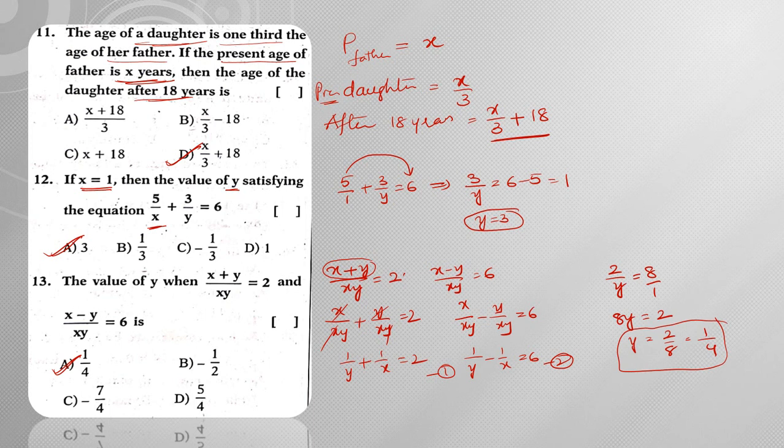Suppose if you ask about x, then what will you do? In the place of y, simply replace. So y is equal to 1 by 4, no? So y is equal to 1 by 4 means 1 by y is equal to 4. So 4 plus 1 by x is equal to 2. From this, 1 by x is equal to 2 minus 4, which is nothing but minus 2. So if you ask about x, the answer will be minus 1 by 2. Since in the question he asked about y, the value is 1 by 4.